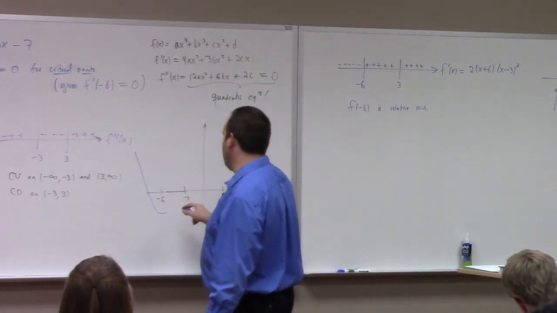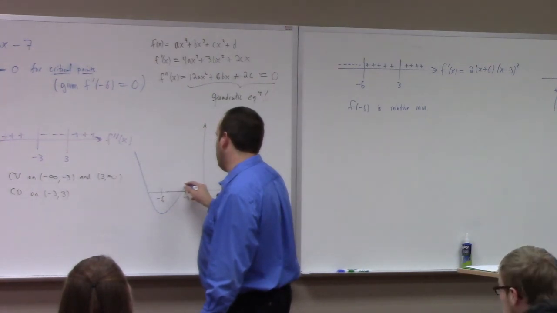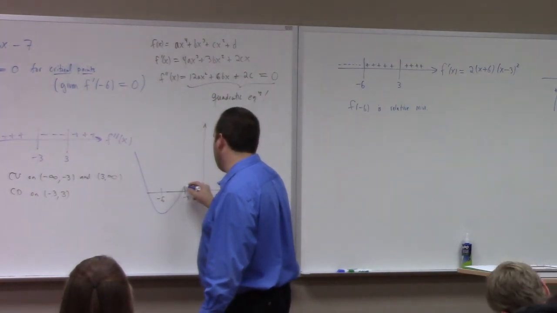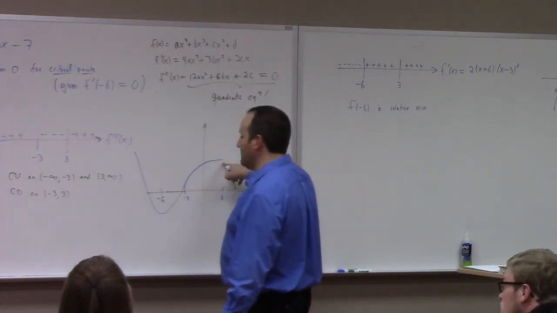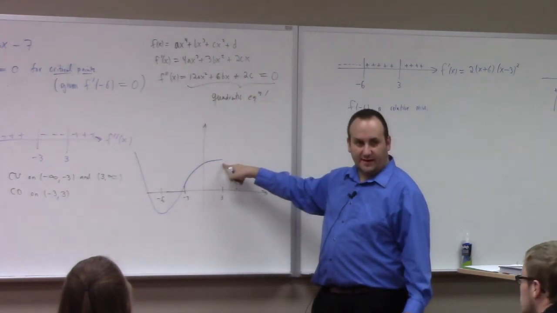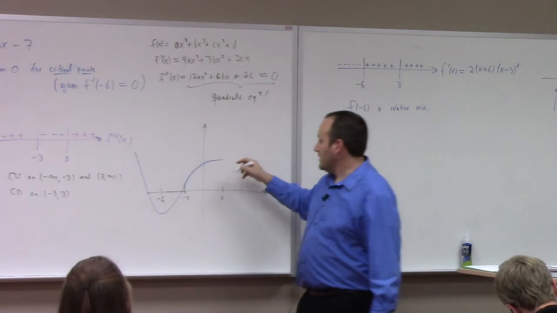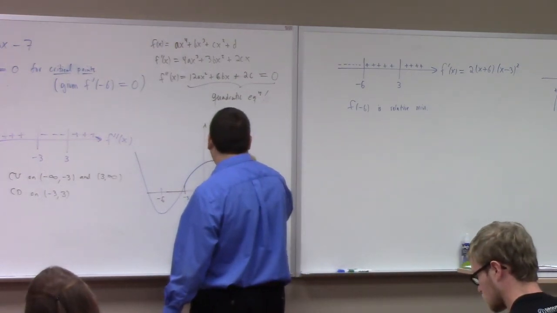Oh, no, it changes concavity, right? It changes from concave up to concave down, right? And then what happens at 3? At 3 is both a critical point and an inflection point. That doesn't have to happen, but it did here. And so at 3, it's a critical point. It's got a horizontal tangent, and it's also where it changes to concave up.